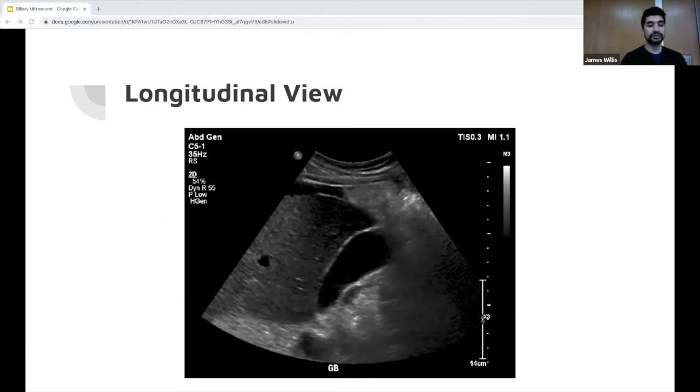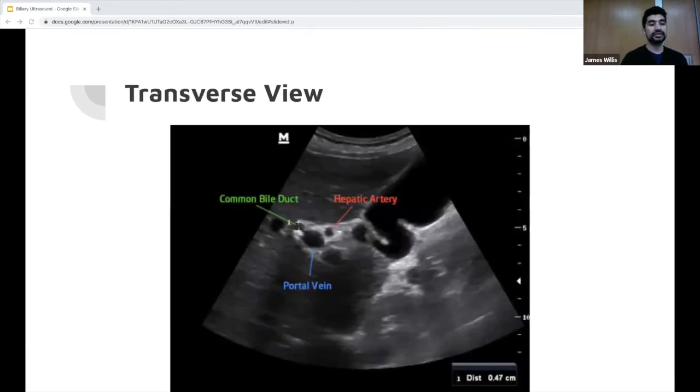So this is a longitudinal view, and then this is a transverse view. You again have the gallbladder in view here, and in this view, you're also seeing the portal triad. Like I said before, over here, you're seeing the portal vein, the common bile duct, and the hepatic artery.